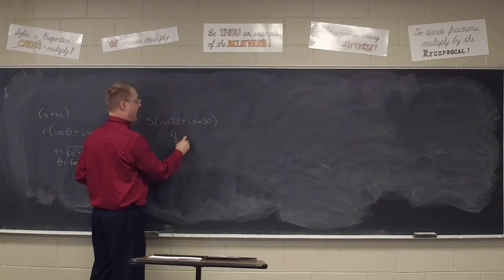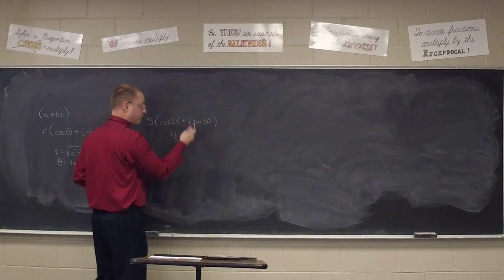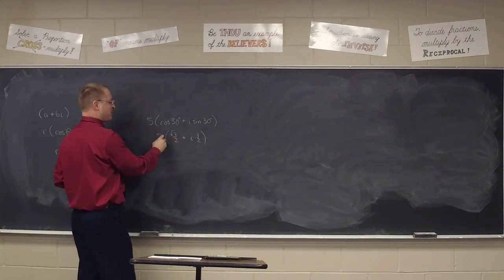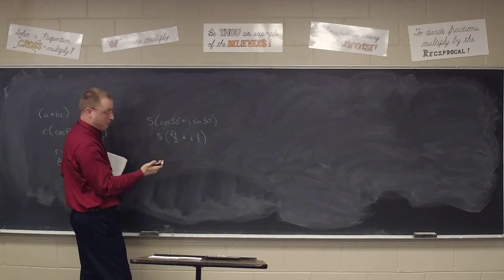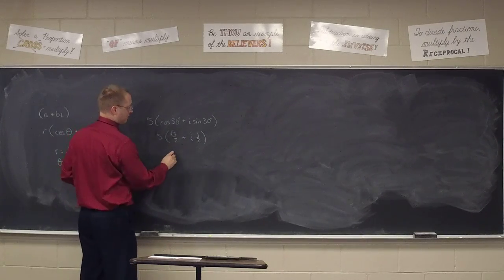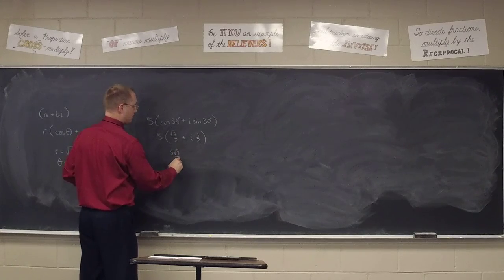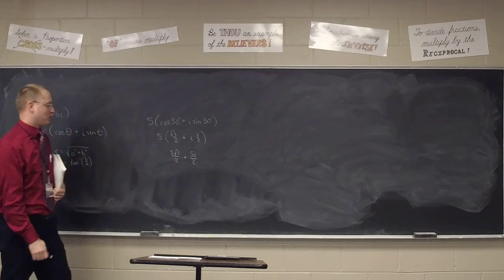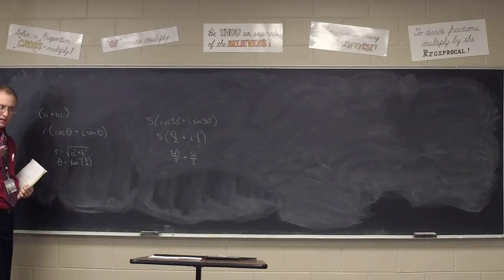I don't know what that i is doing, but whatever. I know what the sine of 30 is. And I know that when there's a number outside parentheses, you distribute it, so you probably would have figured out, Jamie, it's 5 times root 3 all over 2 plus 5i over 2. Did we get that answer?